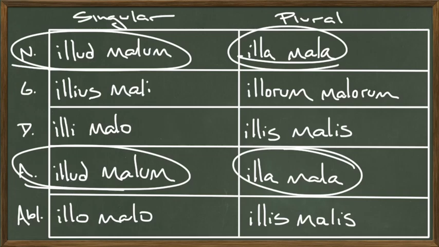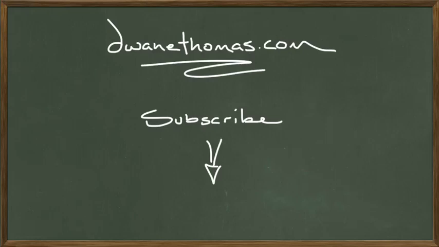So there you go. We've gone through a neuter noun, a feminine noun, and a masculine noun with a demonstrative pronoun. If you're pointing at something some distance away from you, it's not close to you, it's not right next to you, use the, I tell my students to call them the ill words. Use the ill words.